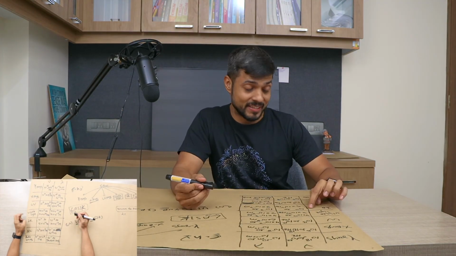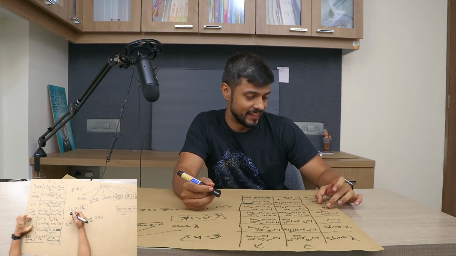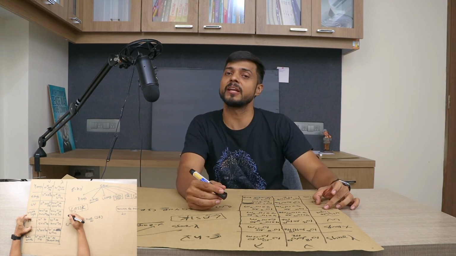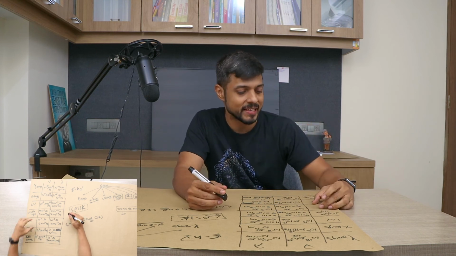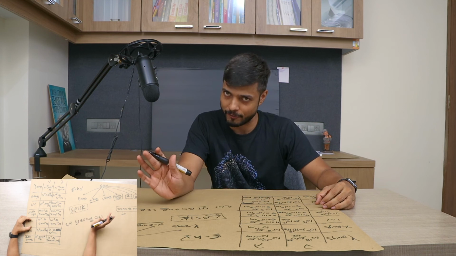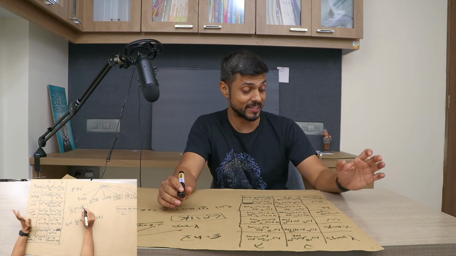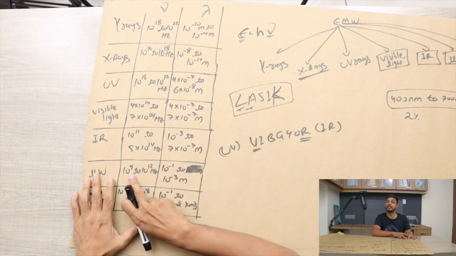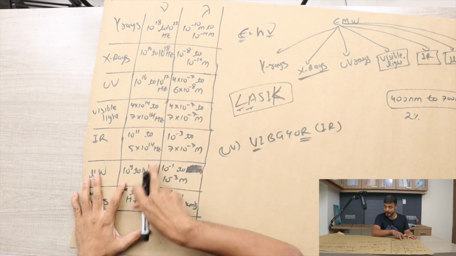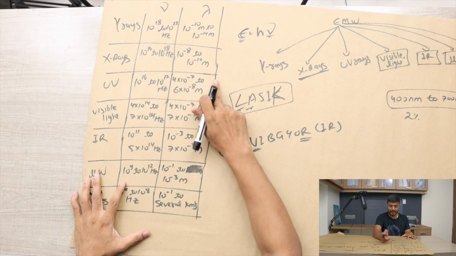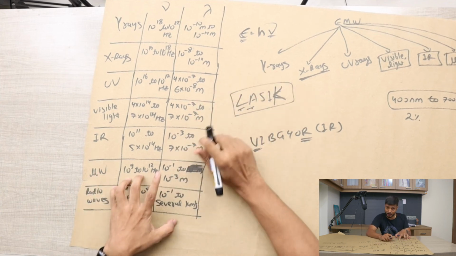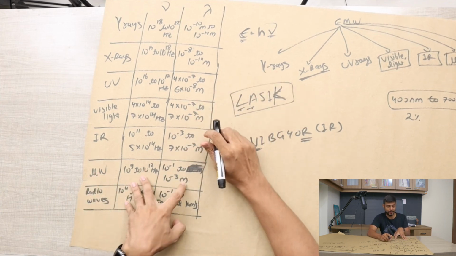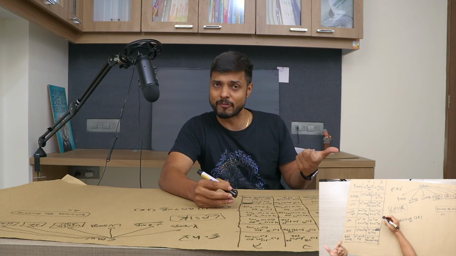Now, one thing I missed in the infrared section: infrared waves are generally produced by the vibration of molecules, and they can be detected only over the photographic plate. Now we can discuss a little bit about the microwaves. Microwaves have frequency between 10 to the power 9 to 10 to the power 12 hertz, and their wavelength lies between 10 to the power minus 1 to 10 to the power minus 3 meter.